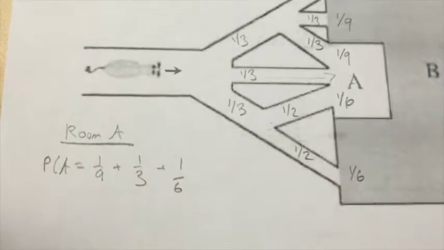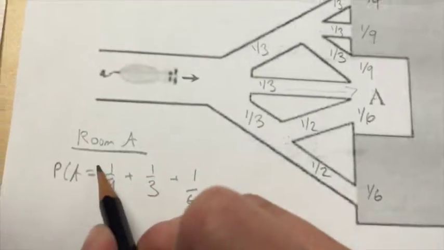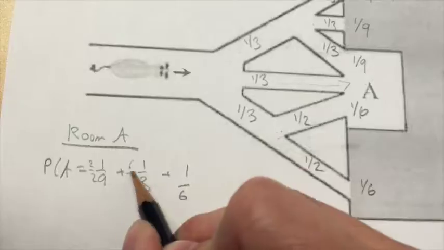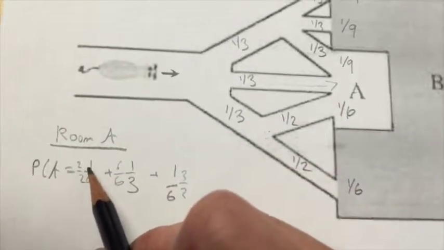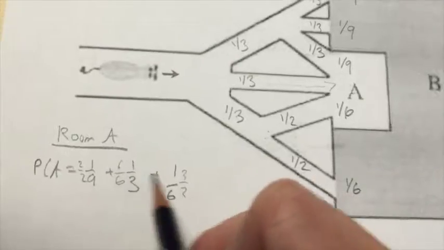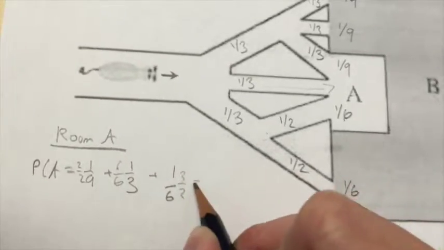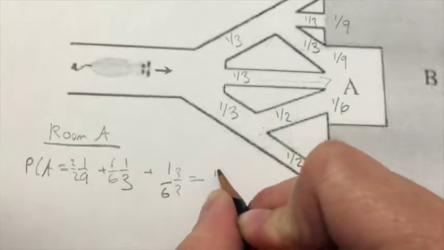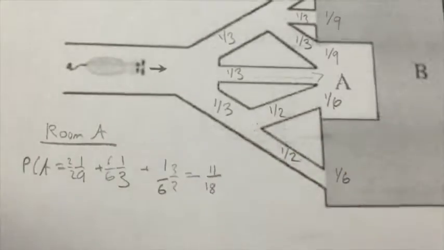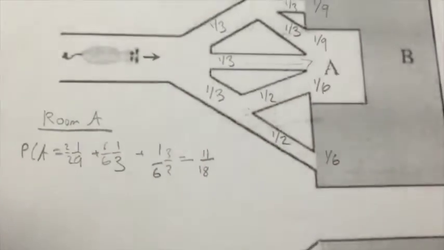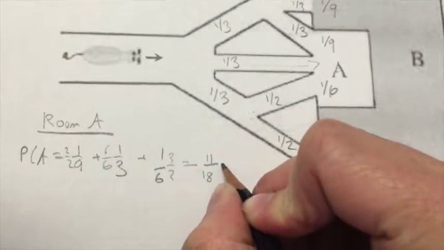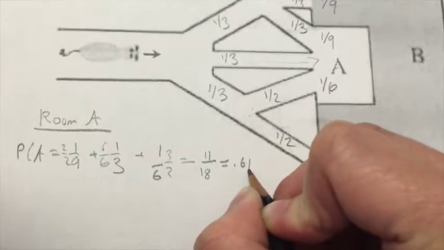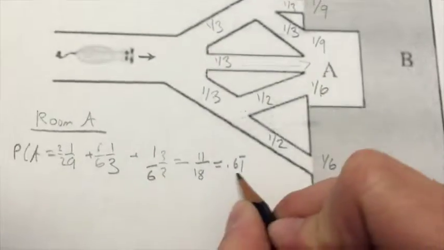9, 3, and 6, they all have a common denominator of 18. So 2 over 2, 6 over 6, 3 over 3. So 2 times 1 is just 2. 6 times 1 is just 6. 3 times 1 is just 3. So if I add up all of these numbers, I get 11 over 18. So the probability, if we divide 11 over 18, should be about 0.61 with a bar repeating it. So we could just say 61%.